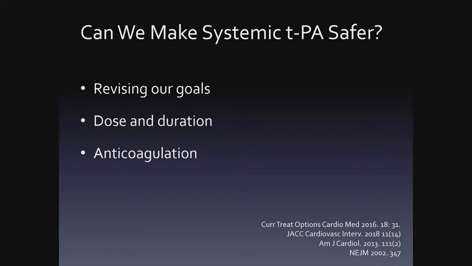I think the other question that we need to ask is, okay, we know that systemic thrombolysis makes people bleed. The PEITHO trial demonstrated that. So is there a way that we can do this more safely? And I think the answer is, yeah, we probably can. And I'm going to ask you to think about 3 different things when we thrombolyse people: revising our goals, revising the dose and duration, and talking about anticoagulation. So let's talk about revising our goals.